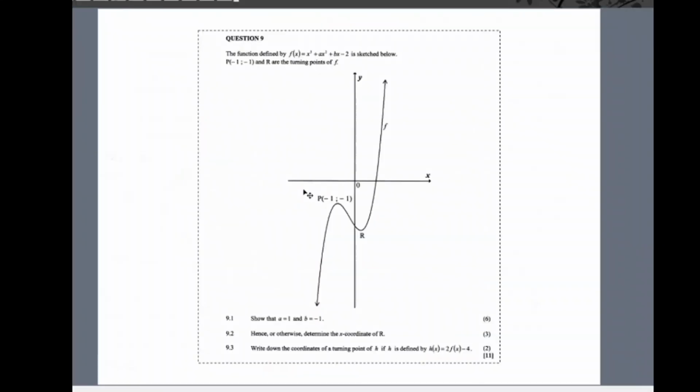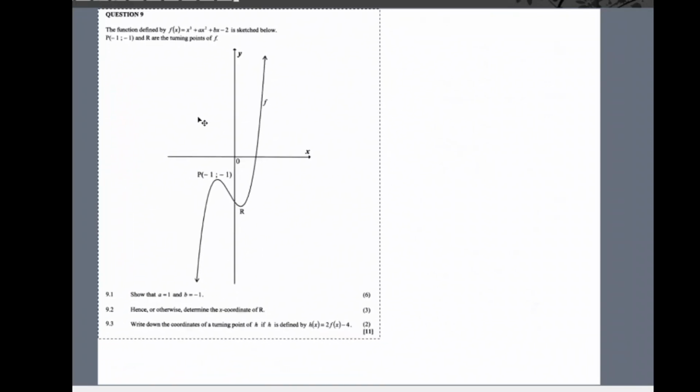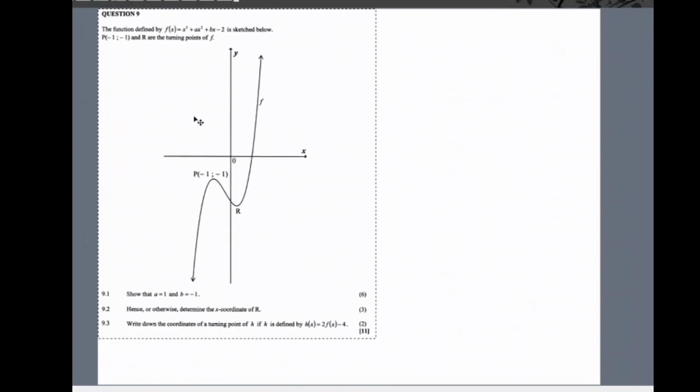Okay, so we have another question here. It's also labeled question 9. But the function defined by f of x equals to whatever is sketched below, and then P and R are the turning points, as we can see in the graph. And then we are to show that a is equal to 1 and b is equal to -1, right? So I will use the given point to calculate the value of a and the value of b.